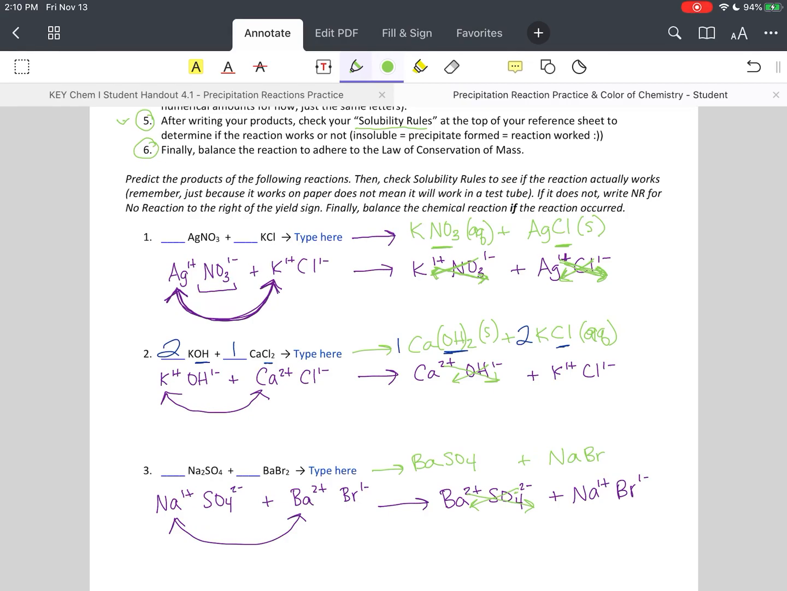Now I'm ready to look at my solubility rules. So sulfates, SO4, remember the easiest way to do this is look at your anion and find it on the list. So it says sulfates are soluble except barium. Ba is barium. So because this is an except, that means it's going to be insoluble. It's going to have an S after it. And then my bromides are soluble.